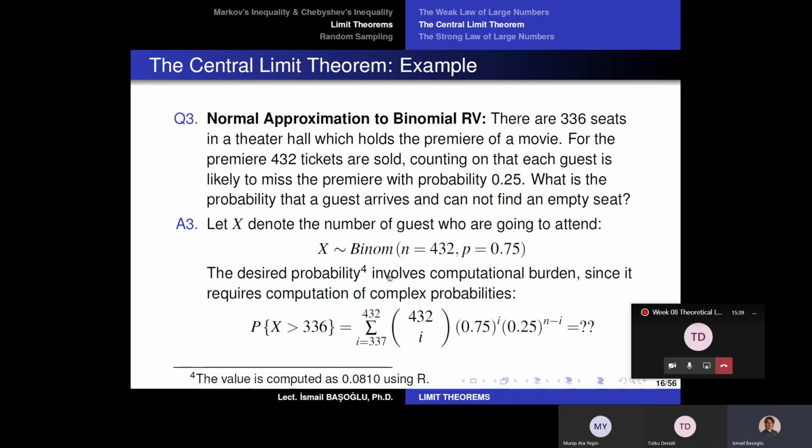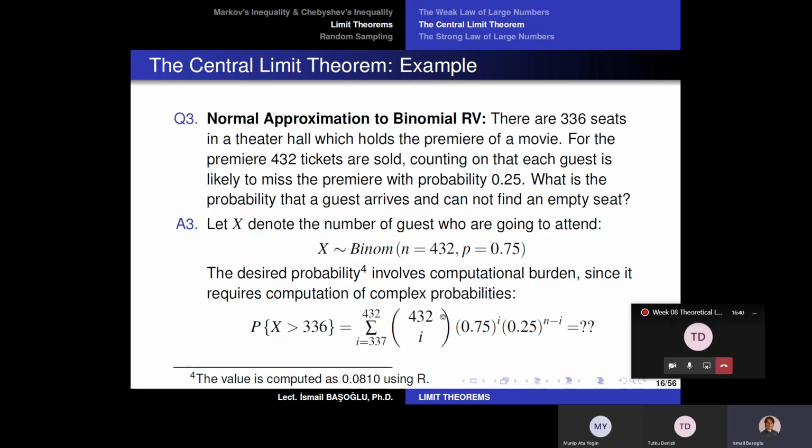Now the desired probability is what? The probability of more than 336 guests arriving, right? If the number of guests X attending the premiere is greater than 336, then we are going to experience the problem described here: a guest will arrive and cannot find an empty seat. For that probability, we need to sum up the probability mass values of the binomial distribution from 337 to 432. We need to calculate the probabilities of X being equal to each of these values and sum them up, because in all of these cases we experience that problem.